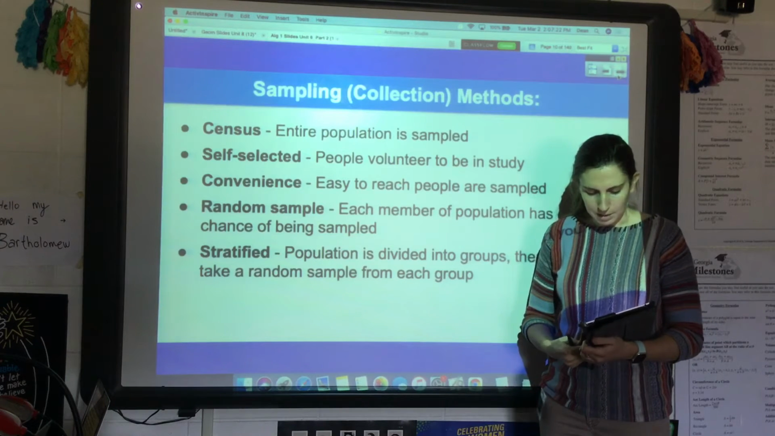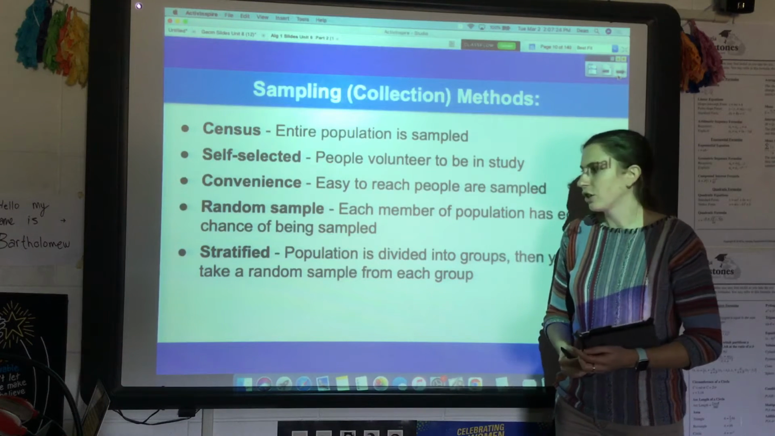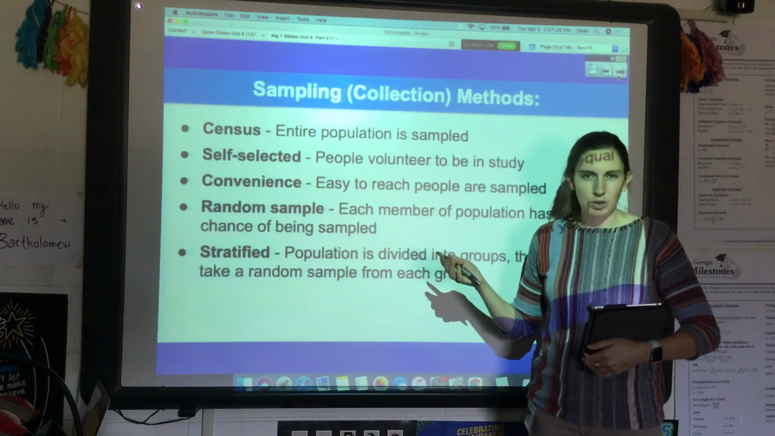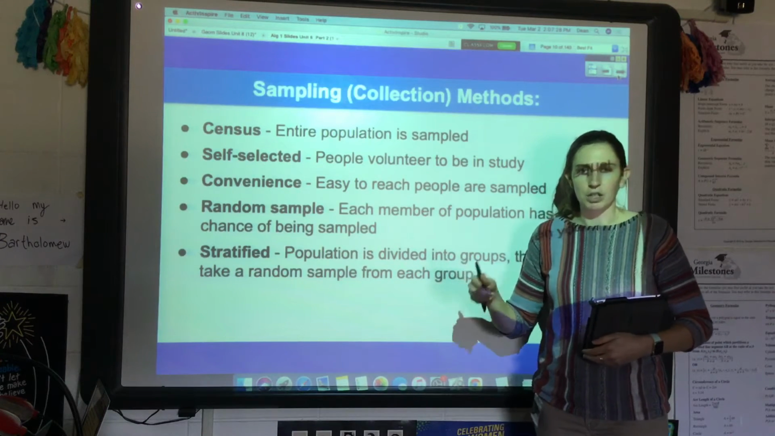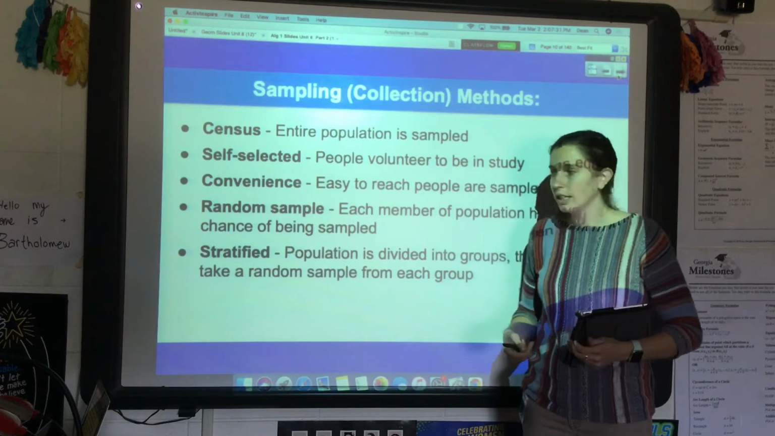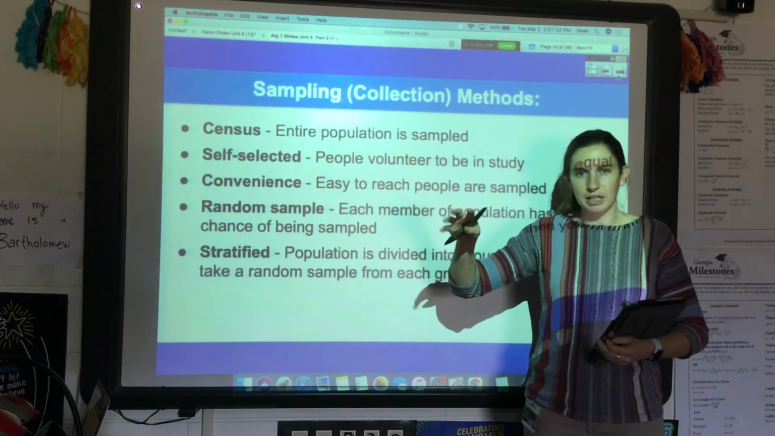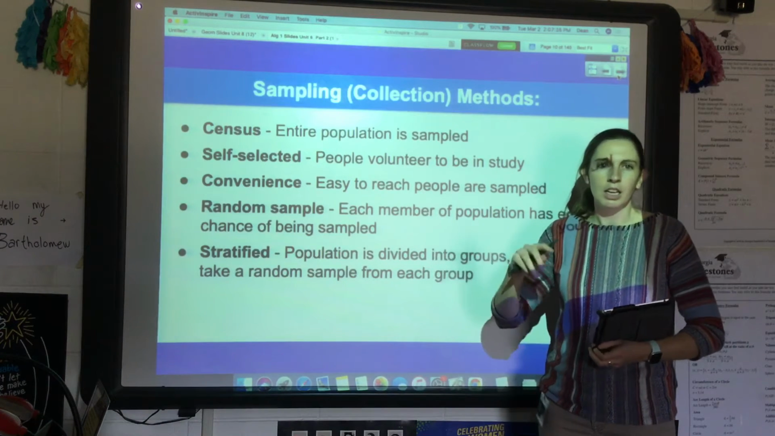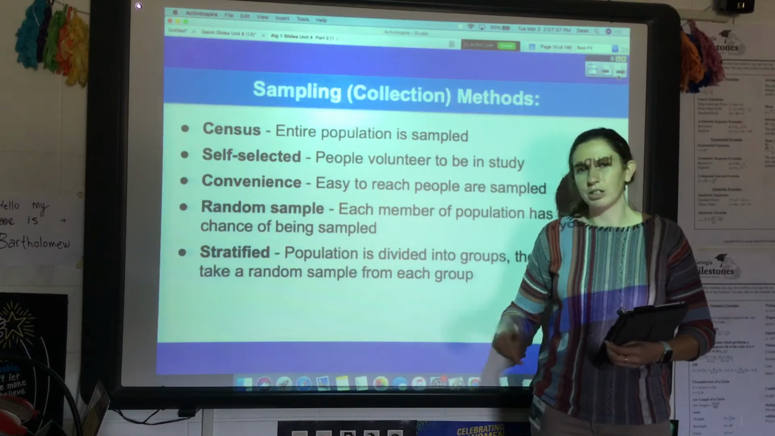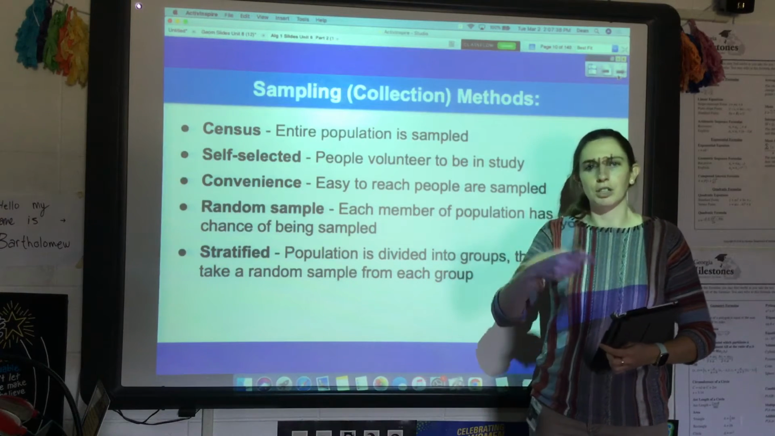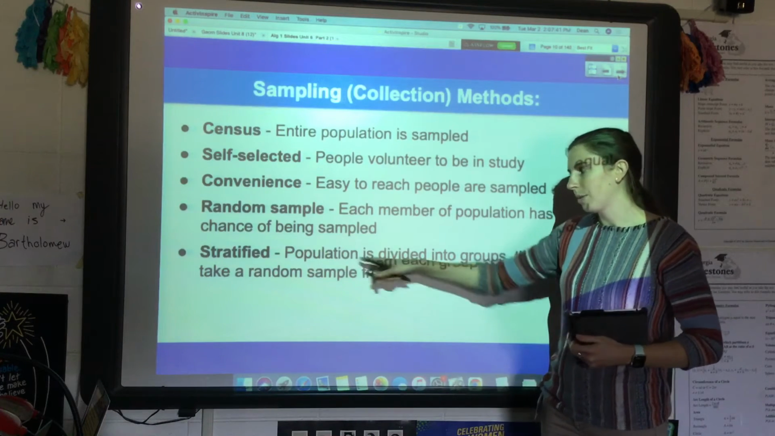Or for example, imagine you're at a college and you're doing some sort of survey and you want to make sure every single major is included. So like out of all the math majors, you pick some people. Out of all the science majors and psychology majors and education majors, out of each major you pick a couple people. That would be a stratified sample.